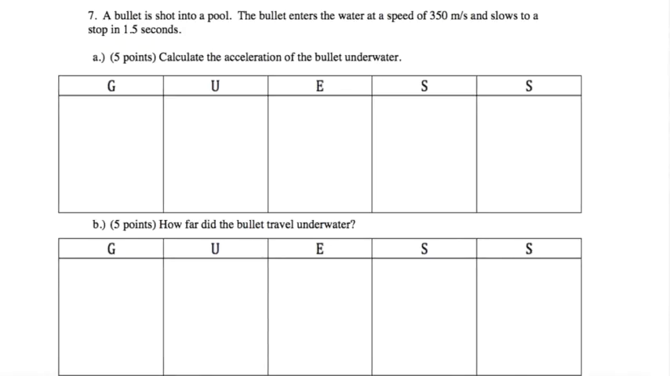Alright, problem 7. A bullet is shot into a pool. The bullet enters the water with a speed of 350 meters per second. It slows down to a stop in 1.5 seconds. Calculate the acceleration of the bullet underwater.